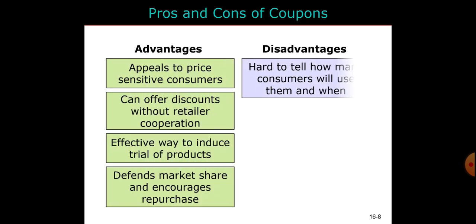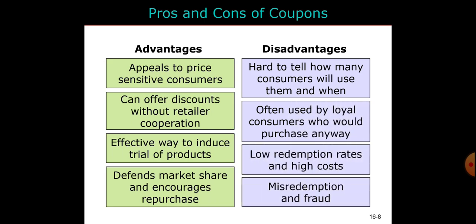What are the pros and cons of coupons? Advantages: appeals to price sensitive customers, can offer discounts without retailers' cooperation, an effective way to induce trials, defends the market share. So these are the disadvantages: price coupons are generally offered by the manufacturers themselves.